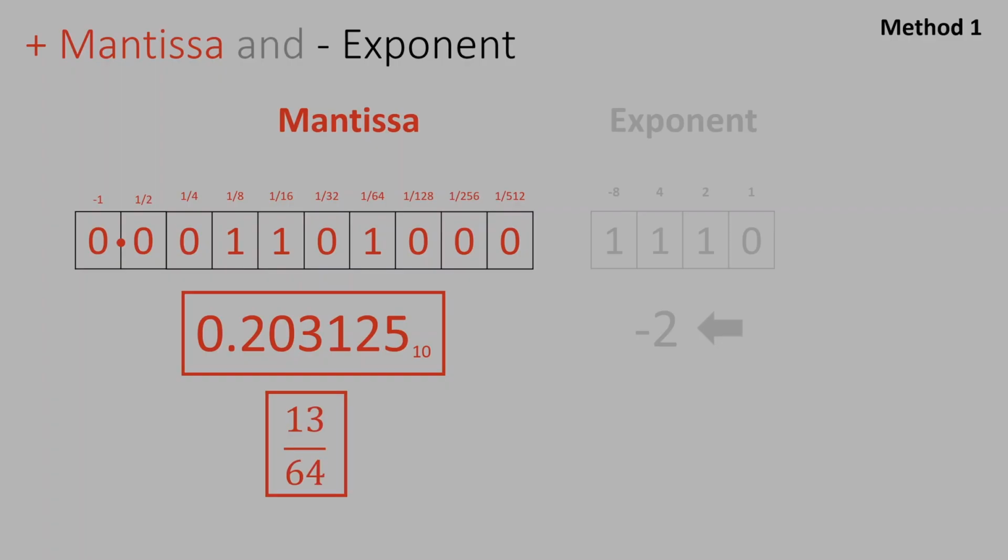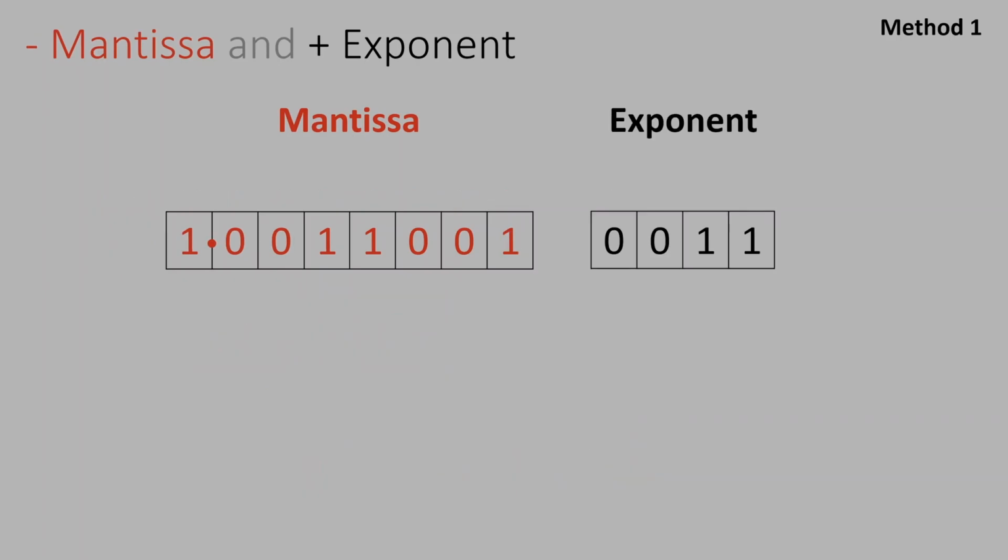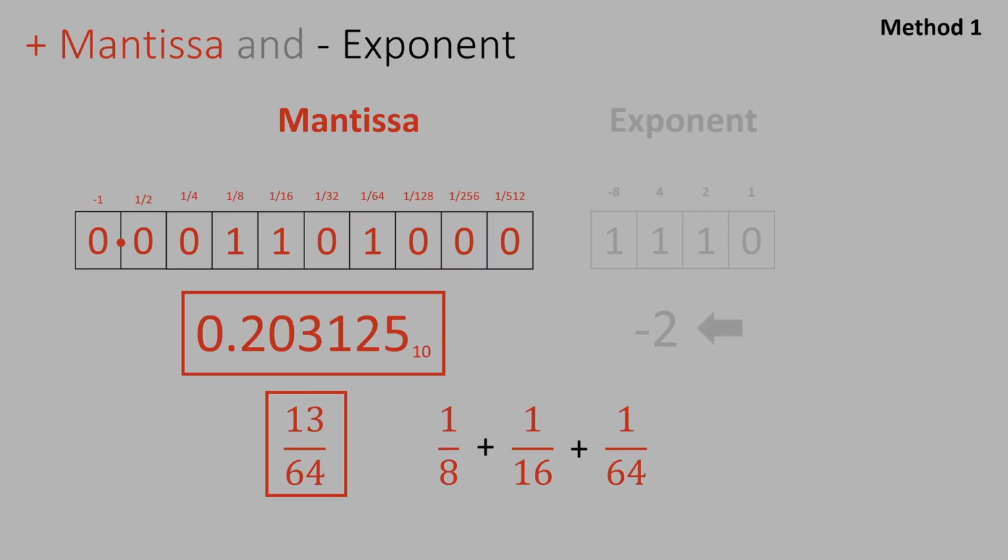Now, throughout the AQA mark scheme, it states that you can represent your answers as fractions if you prefer. If you can't remember how to create these fractions, this essentially came from finding the lowest common denominator for these numbers, adding those up, which leads you into 13 over 64.